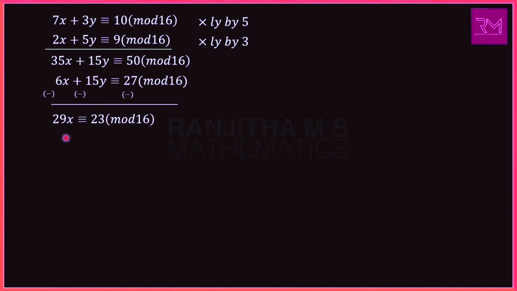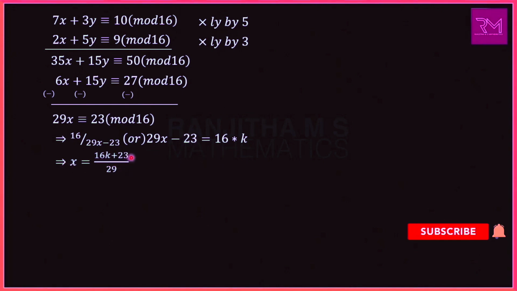Next step, as already discussed in previous videos, we find the x value using the definition of congruence. Here we have 29x congruent to 23 mod 16. By the definition of congruence, we can write that 16 divides 29x minus 23, or 29x minus 23 is equal to 16 times some integer k. Take minus 23 to the right-hand side and 29 to the denominator. We get x equal to 16k plus 23 divided by 29. From this we find the x value by substituting k as 0, 1, 2, 3 and so on, and we have to obtain an integer value for x.